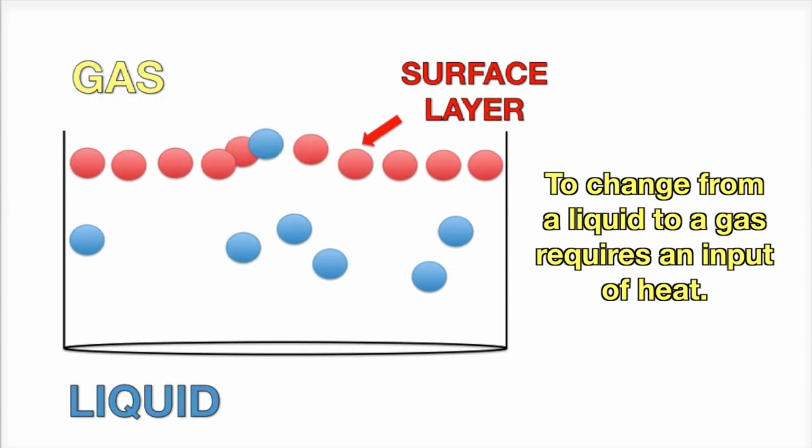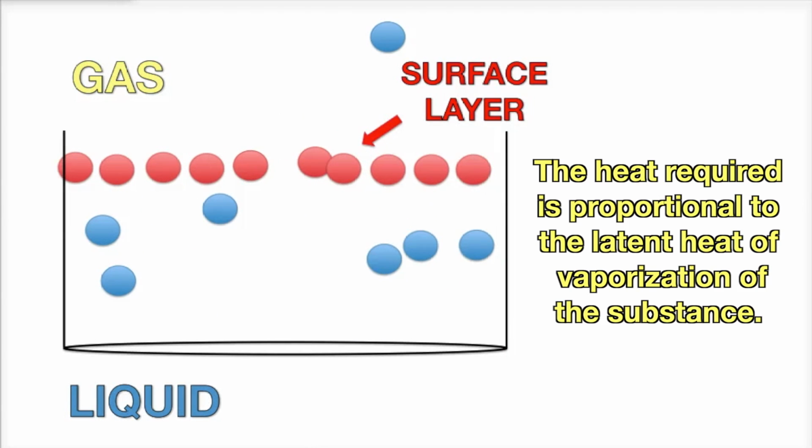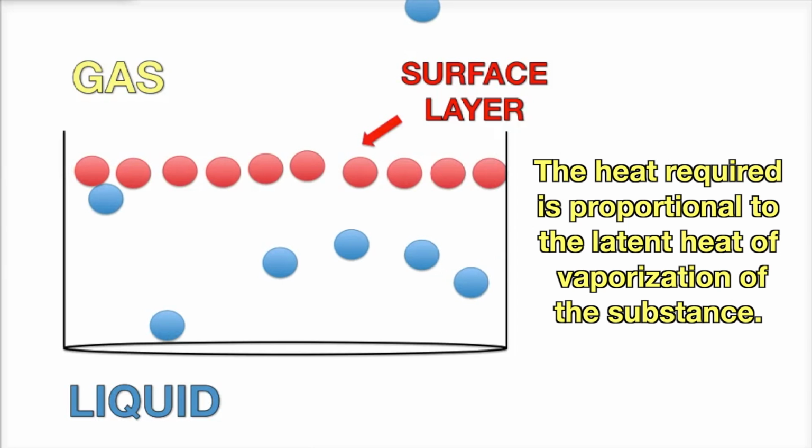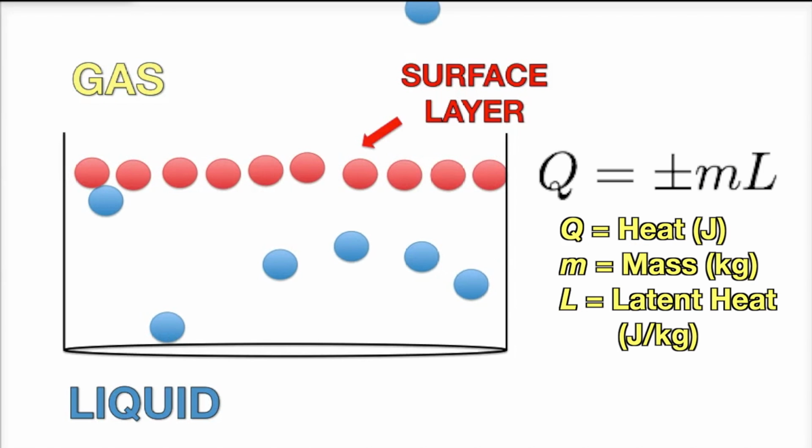Changing from a solid to a liquid or a liquid to a gas requires an input of heat. The amount of heat required is proportional to the mass of the substance being vaporized times the latent heat of that substance. Vaporizing more mass or vaporizing a substance with a higher latent heat will require more heat. To condense a substance from a gas to a liquid, the same amount of heat is released.